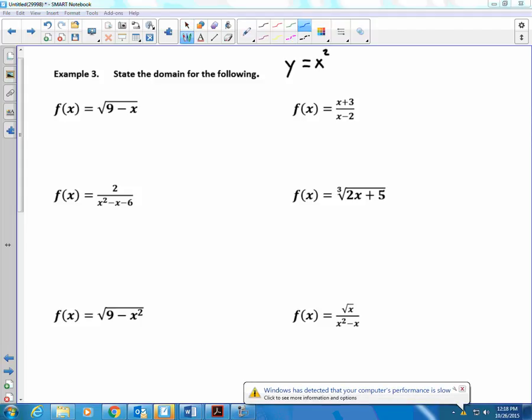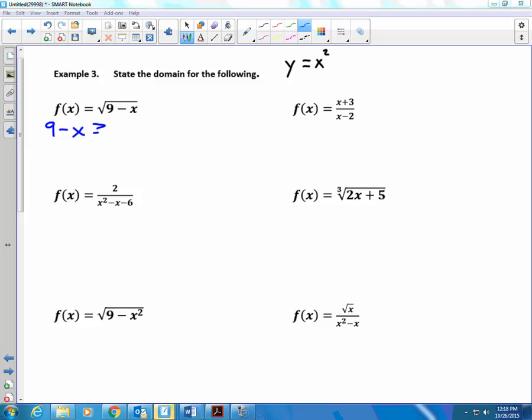We say you can't take the square roots of negatives. So we force 9 minus x to be not negative. What does it mean to be not negative? You can be positive or 0. So greater than or equal to 0. So as long as 9 minus x is greater than or equal to 0, we're good to go. That means that whatever is underneath here is not negative. I subtract the 9, get negative x is greater than or equal to negative 9. Divide by negative 1, x is less than or equal to positive 9.